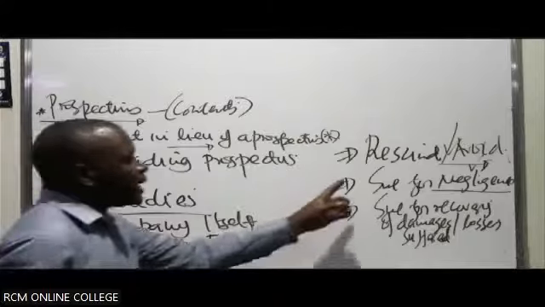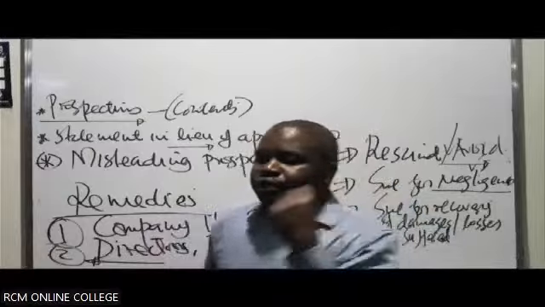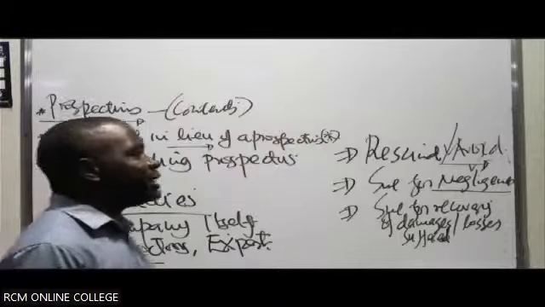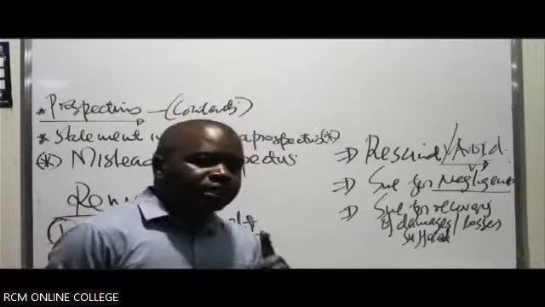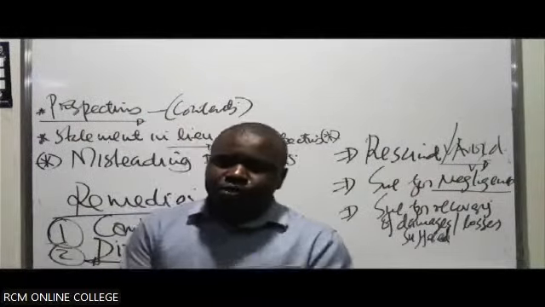He'll be given the right to avoid the contract. It means he'll be able to recoup the money that he had invested in the company. To be able to rescind, he must prove that this particular prospectus was indeed issued by the company. Number one, he must prove it was issued by the company, so he provides evidence that the prospectus was by the company.